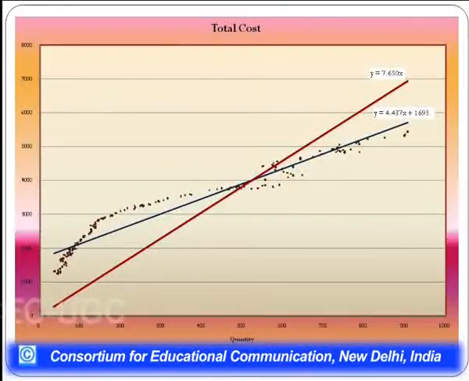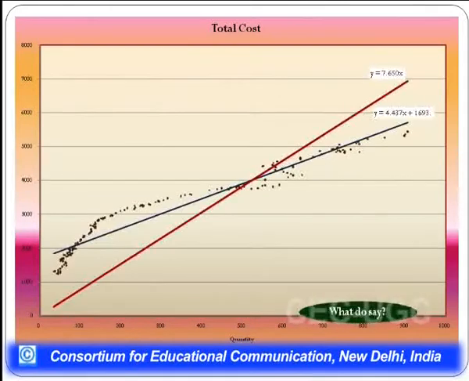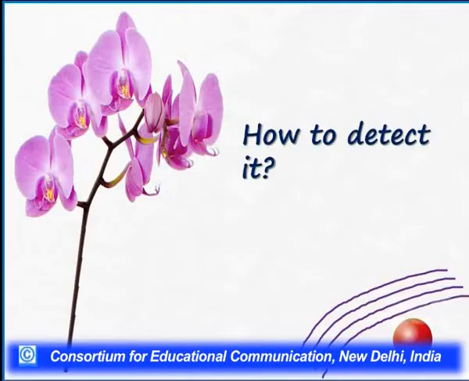There are a lot of issues in relation to total cost and finding out the quantity, so we will apply this regression model. Just see this: y is equal to 7.650x, which is the red line, and the other is y is equal to 4.437xi plus 1693. On the x-axis we have the quantity, and on the left hand side we have the total cost. So what do we say after this?